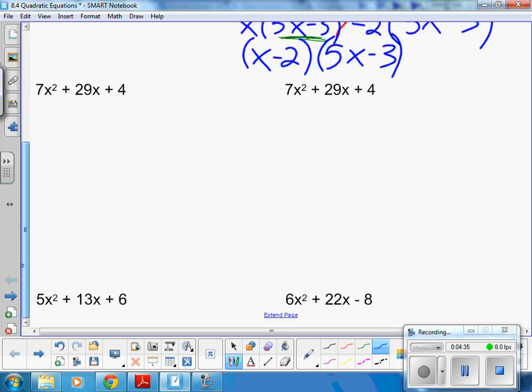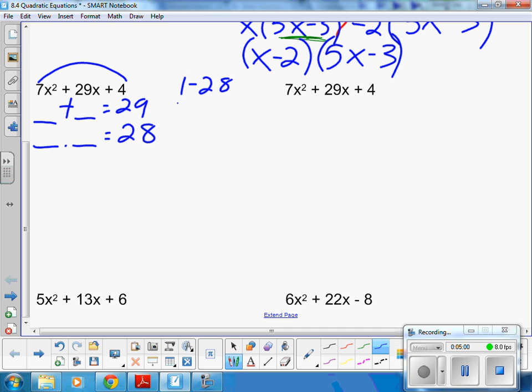Let's take a look here at the next problem. 7x squared plus 29x plus 4. What two numbers are going to add up to equal 29? But what two numbers are going to multiply to give me 28? Because remember, I have to go 4 times 7. It's AC, 28. In my head, I'm thinking 1 and 28, 2 and 14, 4 and 7.